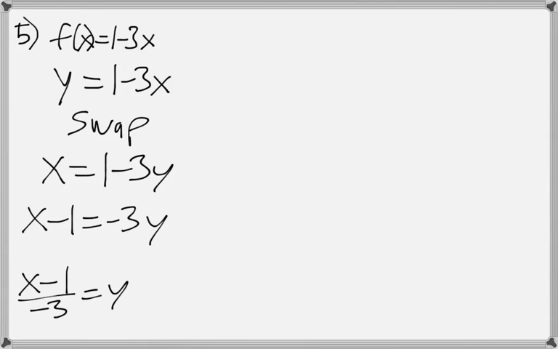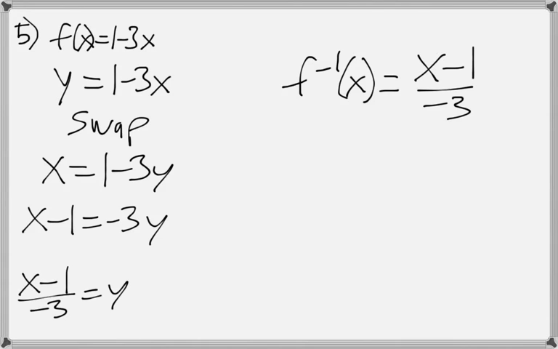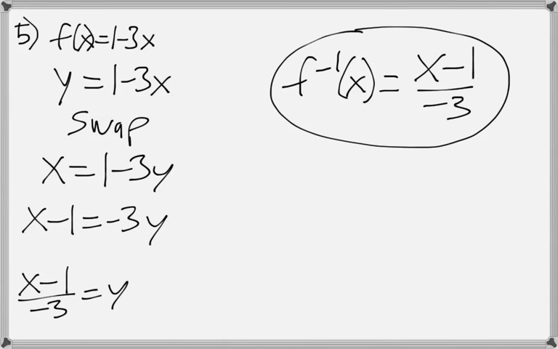So my final answer, now that I've solved for y, is f to the negative 1 of x, or f inverse of x, that's how that's read, is equal to x minus 1 over negative 3. And that'll be our final answer.